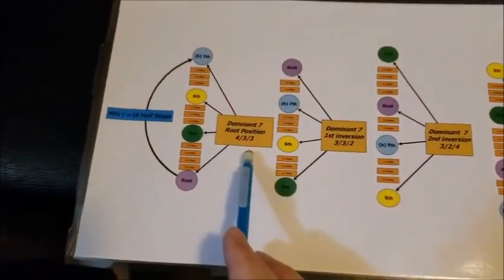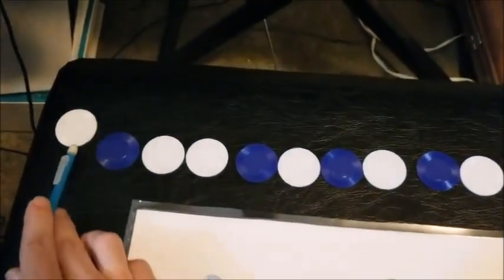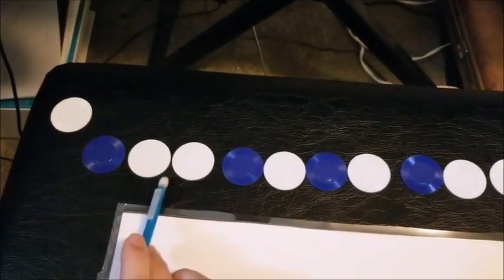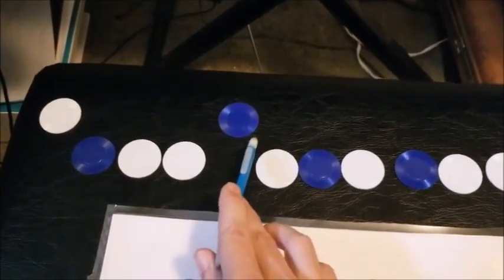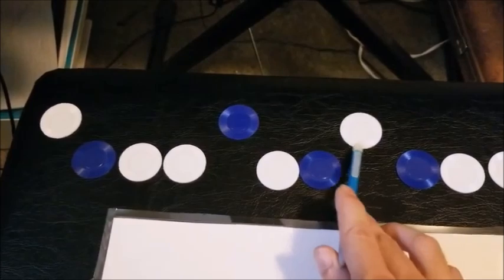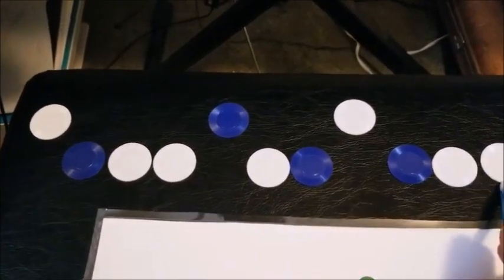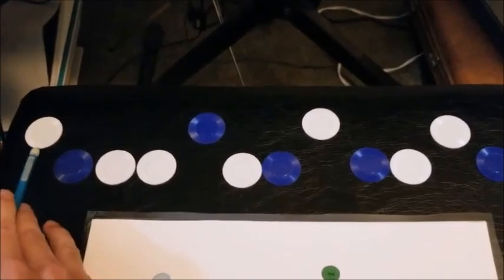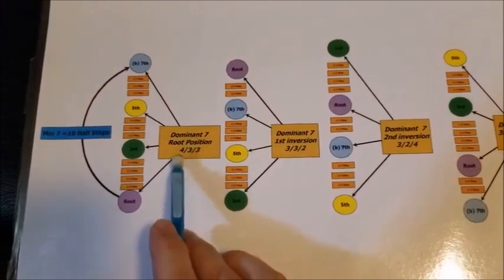Here we have D on the far left. We're going to have our root position 4-3-3 form starting with D. So D, 1, 2, 3, 4, 1, 2, 3, 1, 2, 3. Again, this is the dominant 7 chord. Here we have a D dominant 7: D, F sharp, A, C in root position. So that's the root position form.